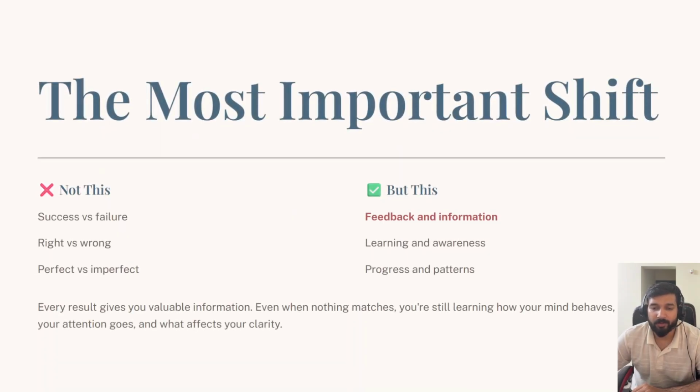Next, the most important shift. This is very important. Don't think in terms of success versus failure. Think in terms of feedback. Every result gives you information. Even when nothing matches, you are still learning how your mind behaves, where your attention goes, what affects your clarity.